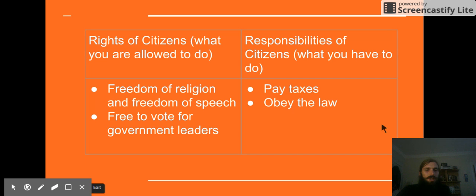So, in addition to what you're allowed to do, you have to pay taxes and obey the law. So, the government will protect you and your choices in religion and what you say and who you vote for. But you are responsible for paying your taxes and obeying the law.